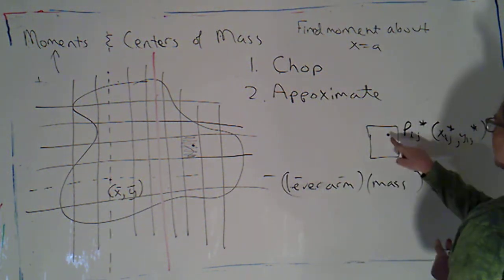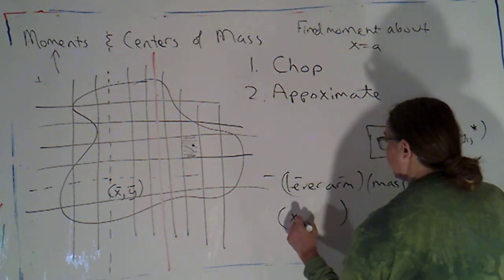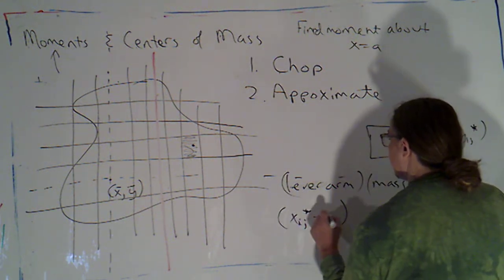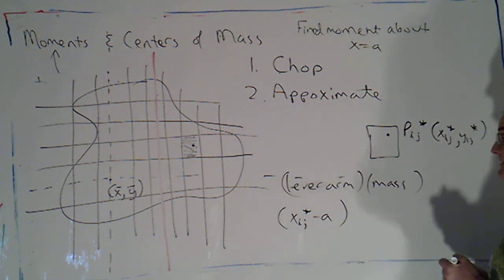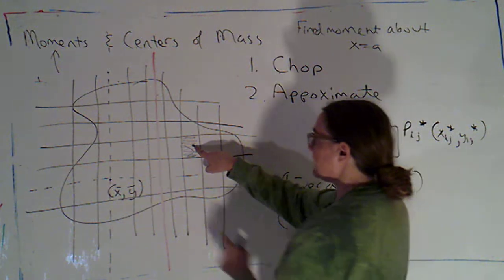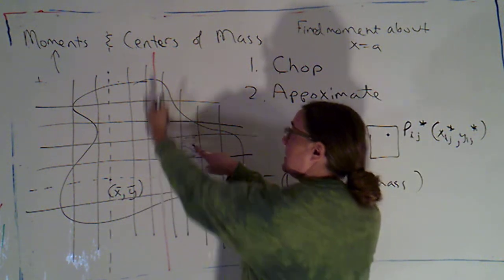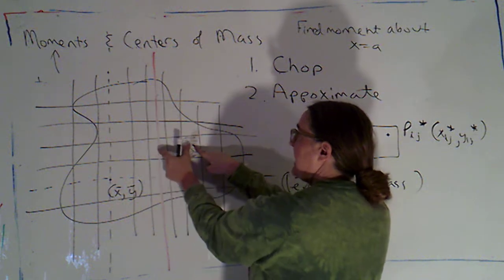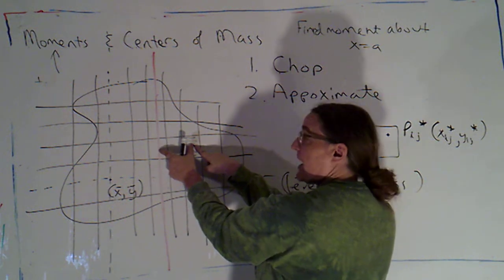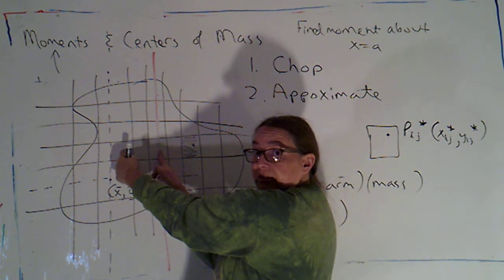So for the lever arm, I'll simply take my x value and subtract a. And notice that's going to give me something that is signed. If, as I've drawn it here, my x value is to the right of the line x equals a, x minus a will give me something positive. But when I'm working with something over here, x minus a will give me something negative.